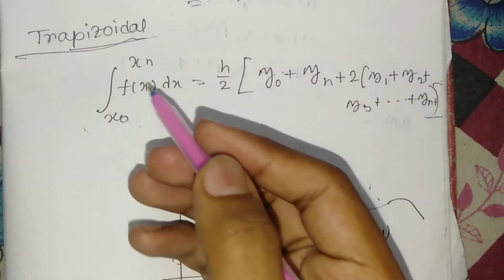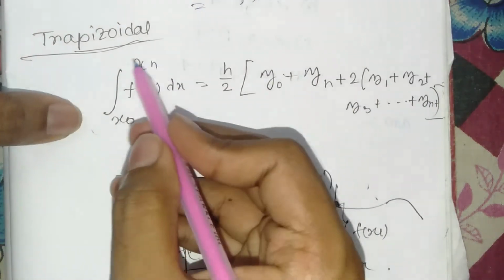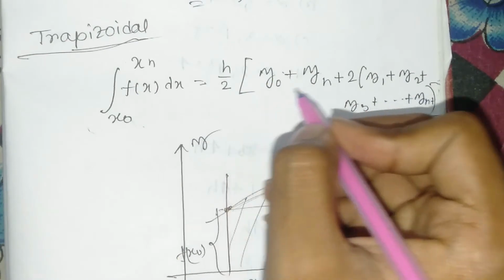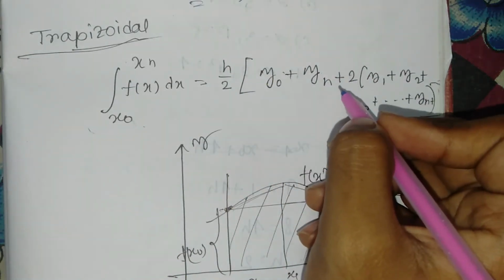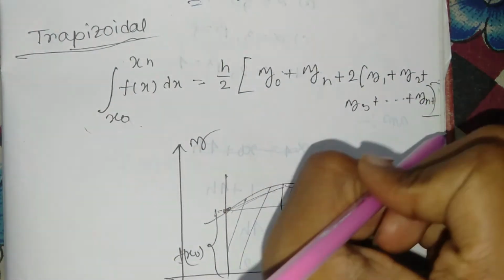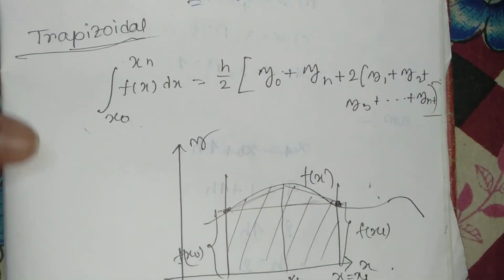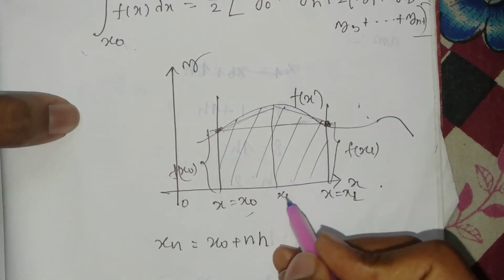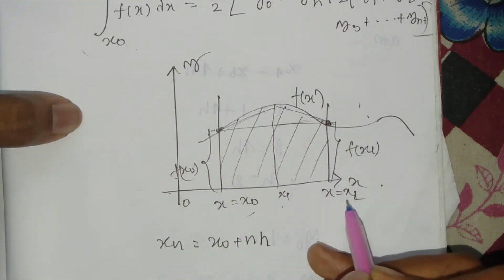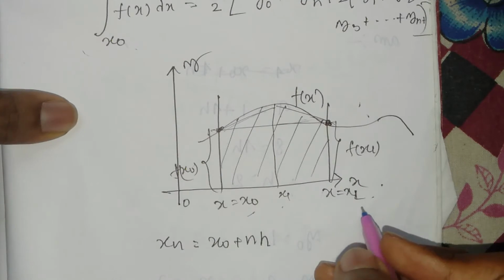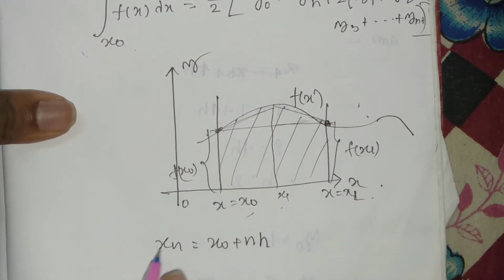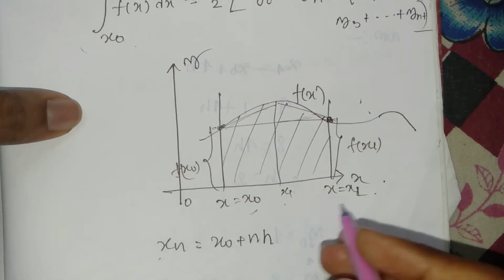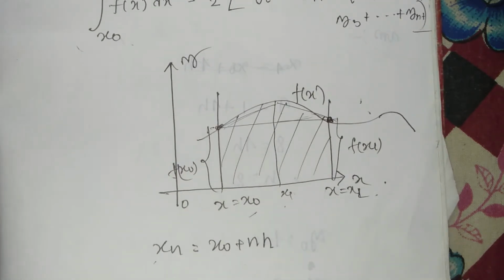Now for the trapezoidal rule, we expand the integral from x0 to xn of f(x) as h by 2 times (y0 plus yn plus 2 times the summation of y1 to yn minus 1). Now a graph is given where x equals x0, the middle of the curve is x1, and the end is xn. So we get xn equals x0 plus nh, where n varies 0, 1, 2, 3, and so on.